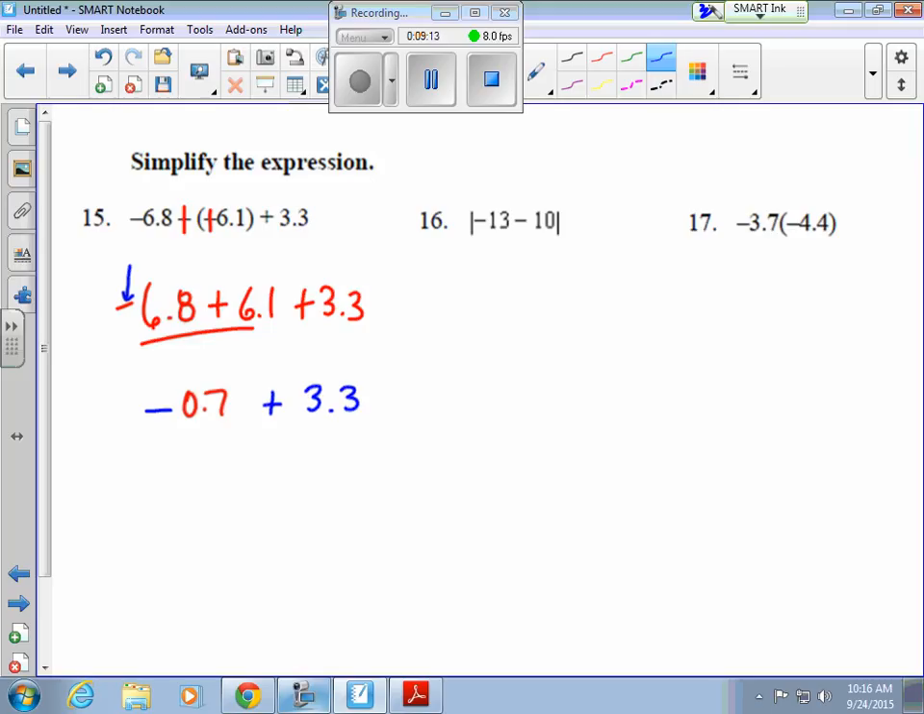Again, opposite signs, subtract them. 3.3 minus 0.7. 13 minus 7 is 6. And you have 2 left over, so it's 2.6.